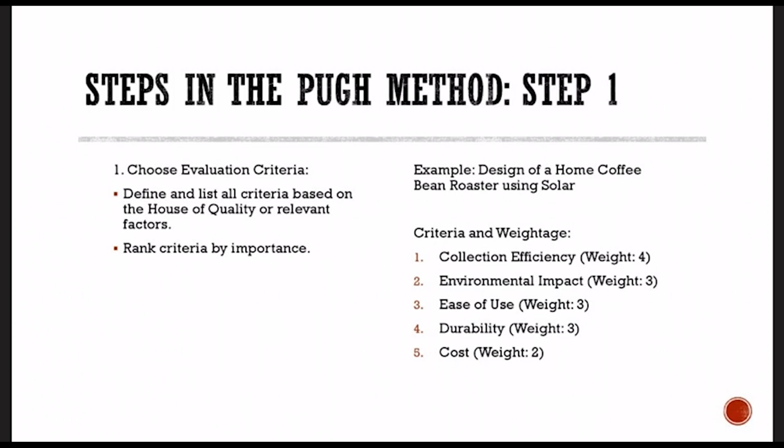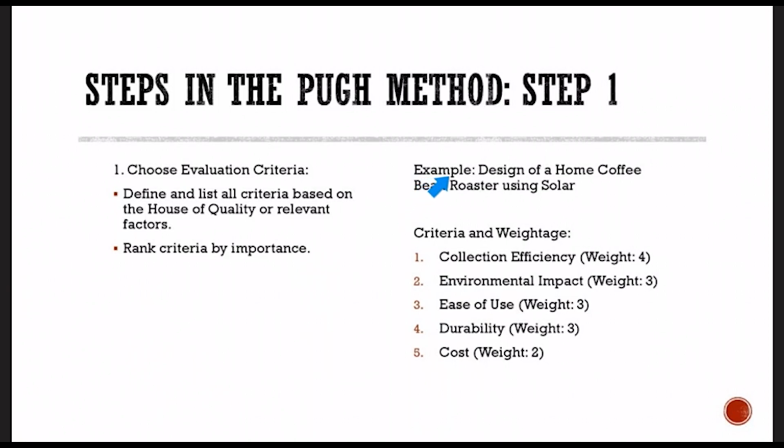Now we look further into the details of each step used in making the PUGH method. Step number 1 is to choose the evaluation criteria, where we define and list all the criteria based on the house of quality or other relevant factors, such as criteria or factors available in the product design specification (PDS) or other relevant factors. Second is to rank the criteria by importance or weightage.